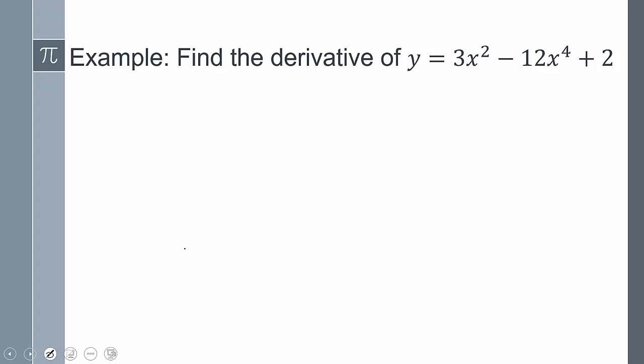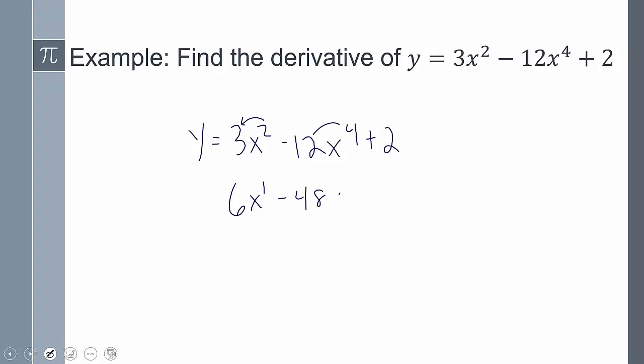The next one, if I have a larger function, so y equals 3x squared minus 12x to the 4th plus 2. Bring the exponent to the front. So that's 6x, minus 1, so to the first power, and bring the 4 to the front, gives minus 48x to the 3rd, because I have to subtract 1.